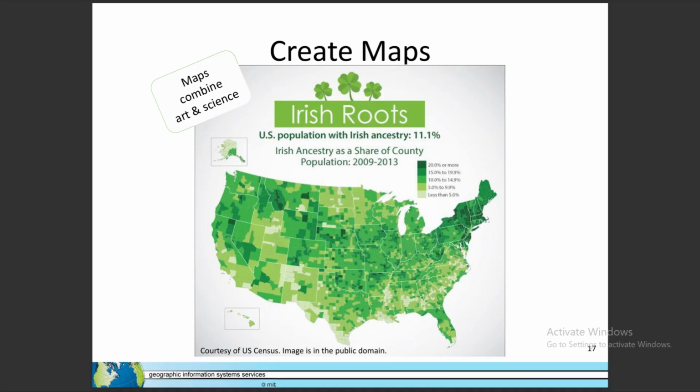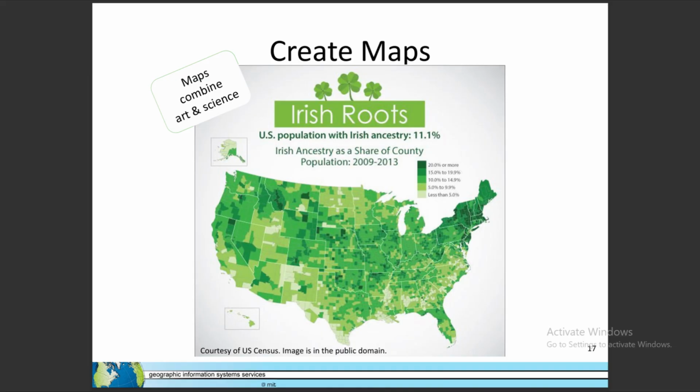Of course, one of the most classic applications of GIS is creating maps. The example here shows a choropleth map of Irish ancestry across U.S. counties from the 2009 to 2013 American Community Survey. Each county is shaded based on the percentage of the population that identifies as having Irish ancestry.